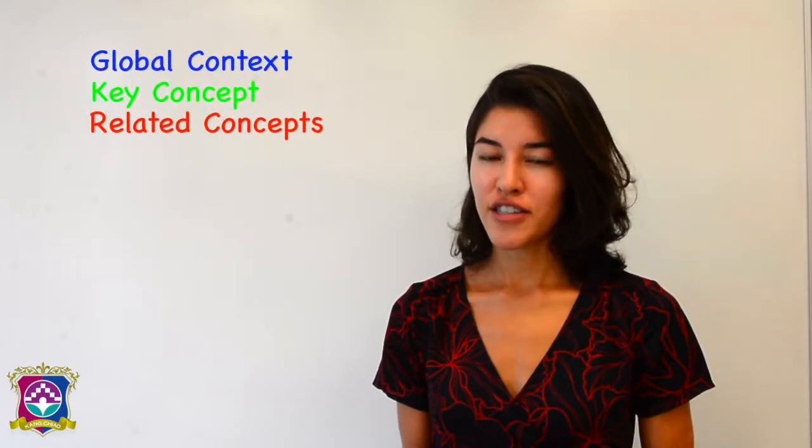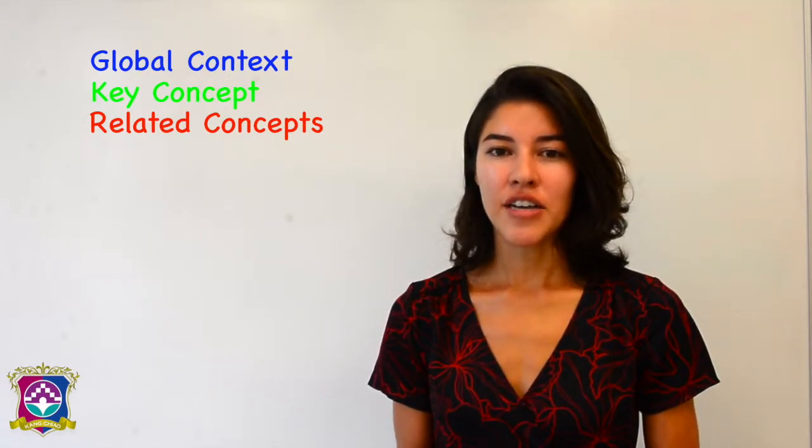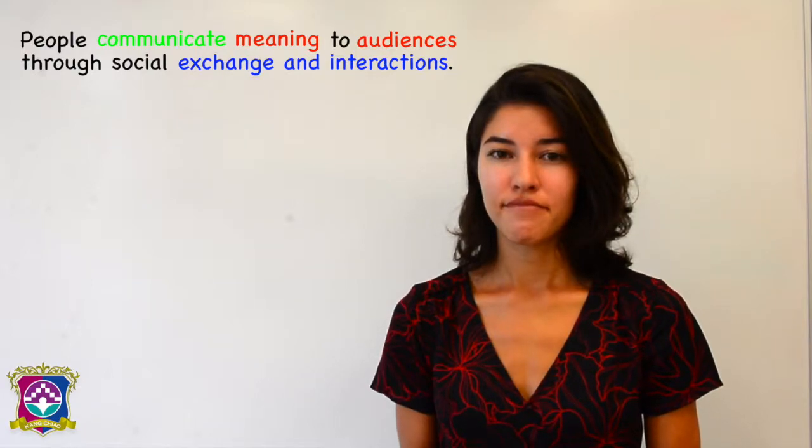To write our SOI, we will combine all 3 of the elements mentioned earlier: the global context, the key concept, and the related concepts. Here is the SOI that we came up with. People communicate meaning to audiences through social exchange and interactions. This is a strong SOI because it's written in the active voice. Furthermore, it contains all 3 elements that we needed to include.